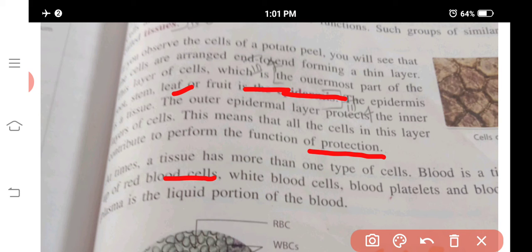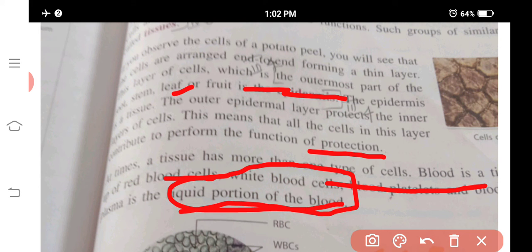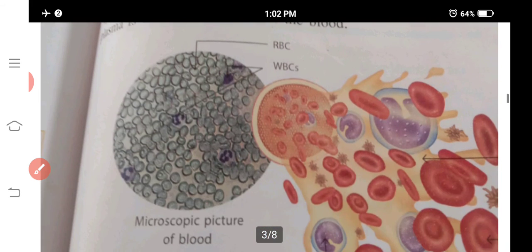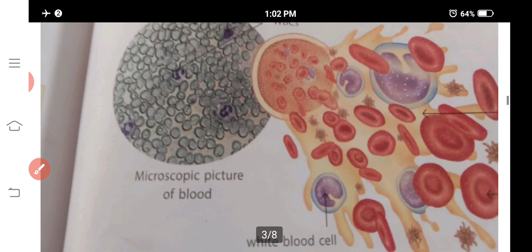At times tissues have more than one type of cell. Particularly we can say this for blood. What are the components of blood? White blood cells, red blood cells, platelets and plasma. Most of it is plasma, the liquid portion. This is the microscopic structure of red blood cells and white blood cells.